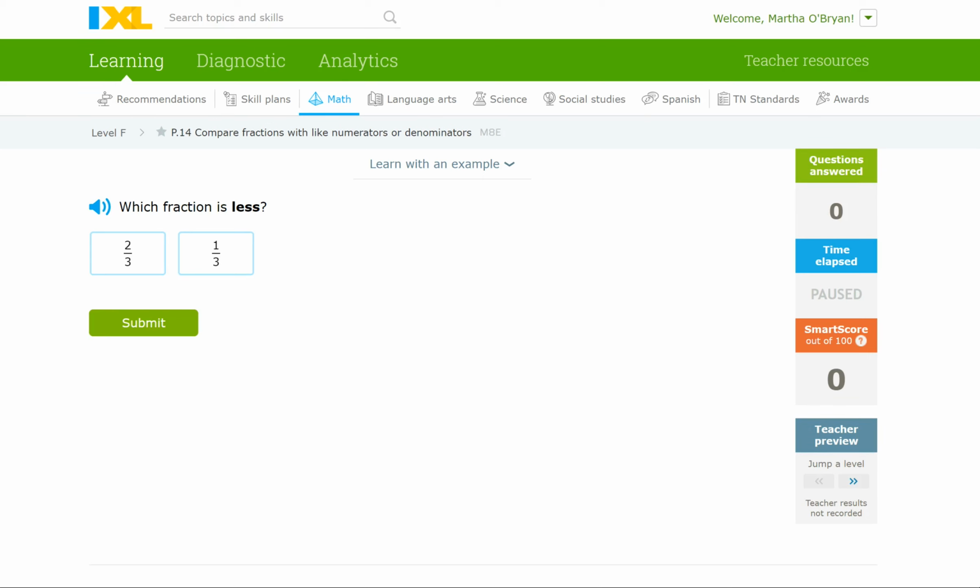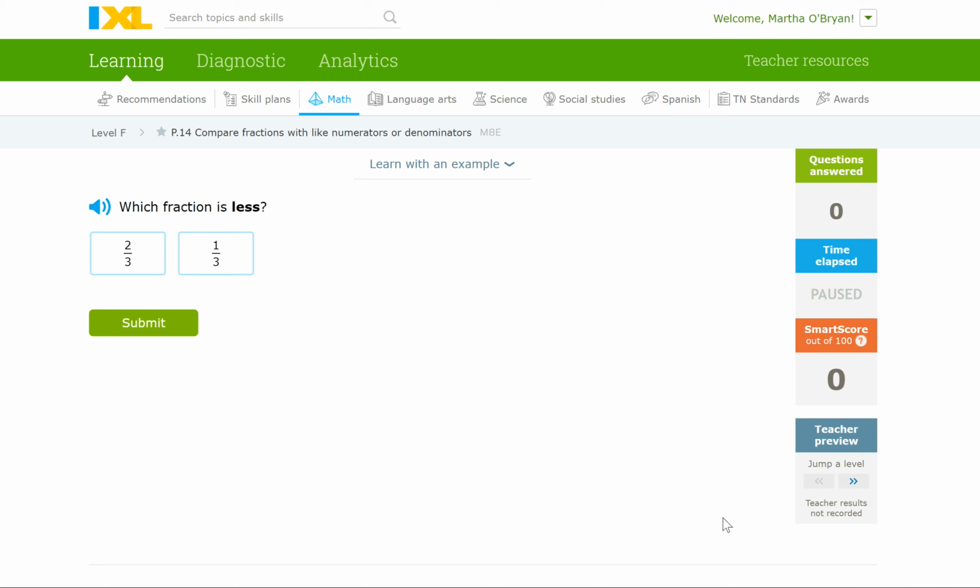to show you how to do the activity on IXL that says compare fractions with like numerators or denominators. The first thing I want you to notice is that the directions on each problem might be different. So this question is asking which fraction is less. Pay attention because the next question might ask which fraction is greater. So let's start with this one, which fraction is less.